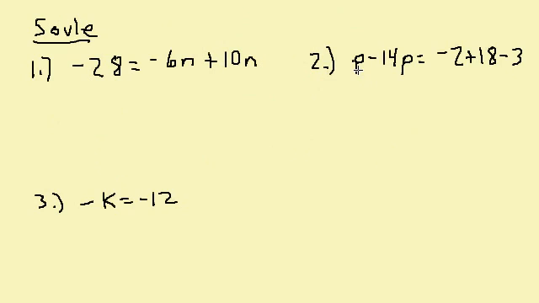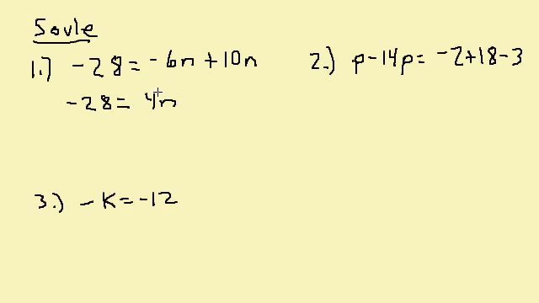Let's take a look at some more. Now remember, we want to combine like terms on one side if we can. We want to do that first. So we've got negative 28 equals, and then we have negative 6n plus 10n. These are like terms, so negative 6n plus 10n is 4n.